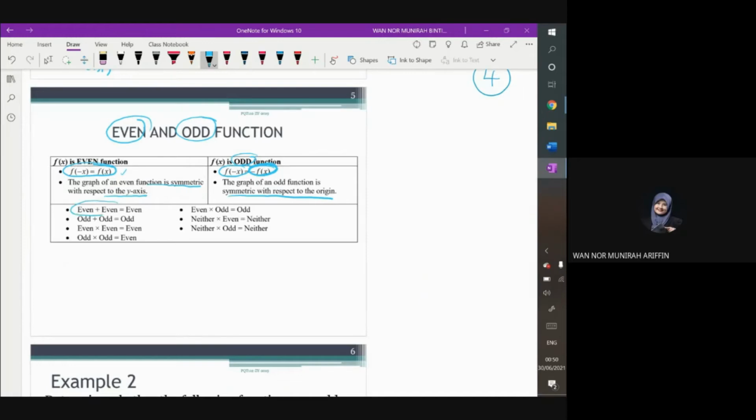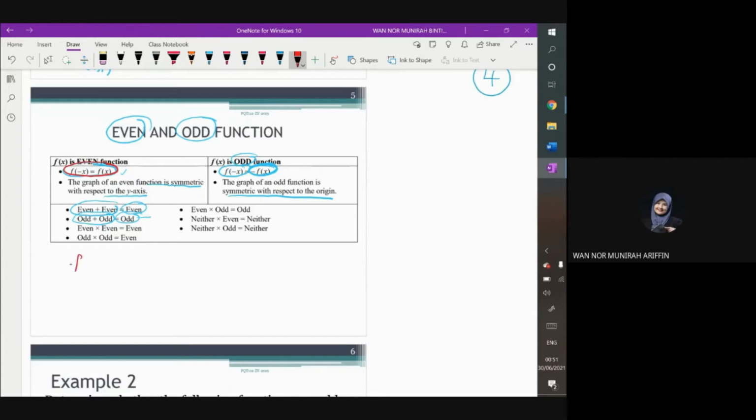Next, about combining even and odd functions. Even plus even is even. Odd plus odd is odd. This is not like numbers, where 3 plus 3 equals 6, which is an even number. We don't talk about numbers, we talk about functions. Odd function with odd function, you will get odd. If you don't believe it, you can try. Is odd plus odd equal to odd?